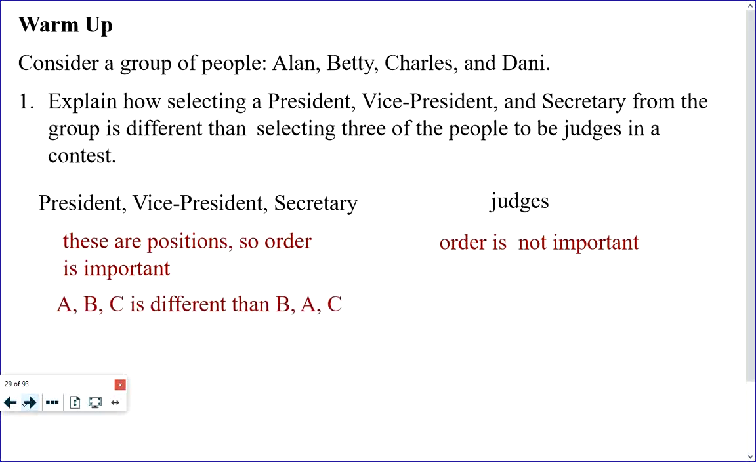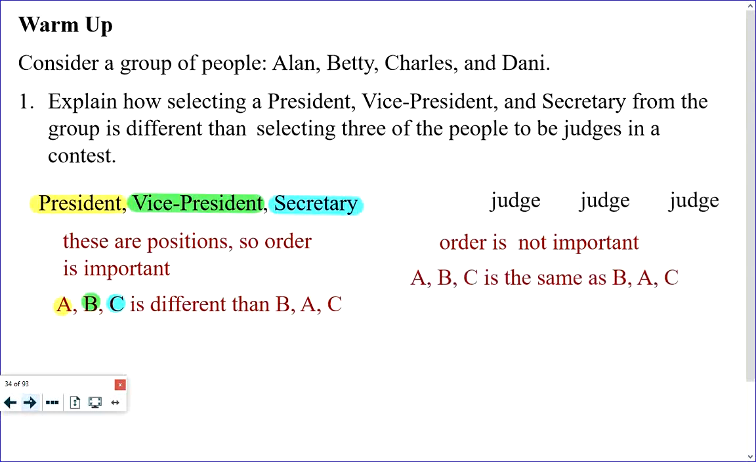So ABC is different than BAC, in other words. And I'm actually using an order here. I'm saying that A is the president, B is the vice president, C is the secretary. So that would be different if I did this, right? Betty is the president, Alan is the vice president, and Charles is the secretary. Whereas, I don't know if you noticed what happened here. I changed it from judges to judge, judge, judge. They're just 3 judges. ABC, Alan, Betty, and Charles are judges. BAC, Betty, Alan, and Charles are judges. There's no difference in the reality of the situation.